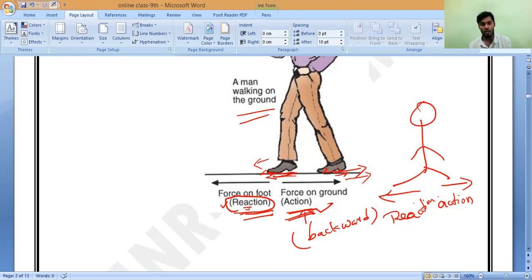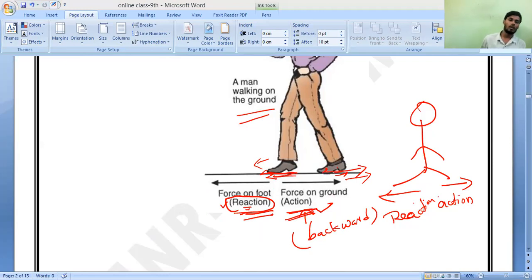If I'm giving something to the ground, the ground also gives it back to me. It will return the same push in the forward direction. It will try to push our foot forward. Because of that reaction exerted by the ground, our foot moves forward, or else we walk. Understanding all of you? Yes, sir. So that is what happens in the case of walking.